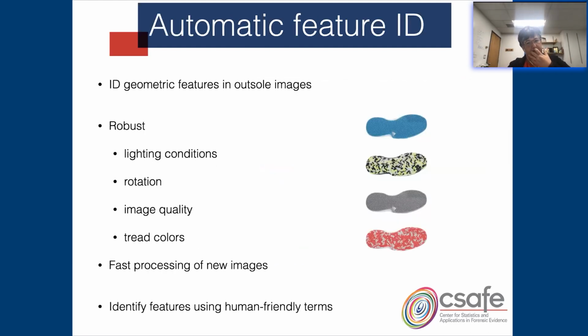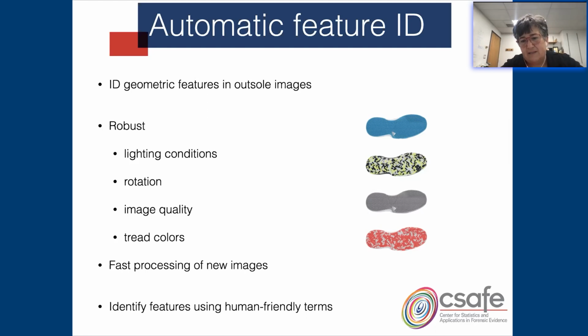These shoe soles are then, we want to identify features in these shoe sole patterns, and we want to do this automatically. What we also want is for this to be robust versus lighting conditions. Whether it's very early in the morning or the sun's out, that shouldn't matter. The exact rotation of the image of the shoe should not matter. The image quality hopefully also doesn't matter, but it's going to come in. And then tread colors are also supposed to not matter.